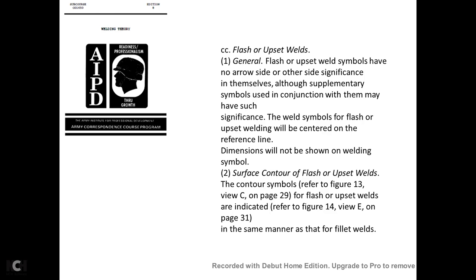CC. Flash upset welds. Flash upset welds have no arrow side or other side significance in themselves other than supplementary symbols used in conjunction with them, which may have significance. The welding symbol for flash upset welding is centered on the reference line. Dimensions will not be shown on the welding symbol. Surface contours for flash upset welds are shown in the same manner as for fillet welds.